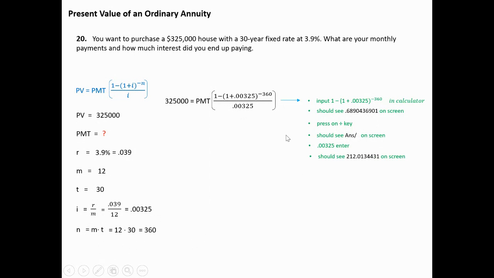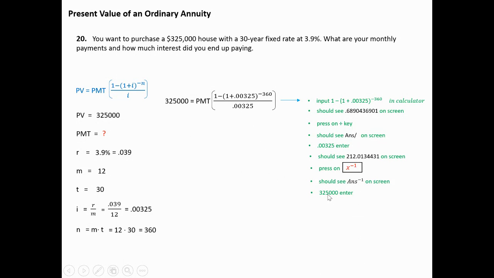Then you should see this on the screen, which means this whole thing in parentheses is equal to 212.0134431. This is what you should see on the screen. Then I'm going to hit the inverse key. I believe I explained the inverse key last week in the previous PowerPoint. The inverse key will take this answer and invert it into the reciprocal. That's what it means. Then I'm going to multiply that by the 325,000 on the left side.